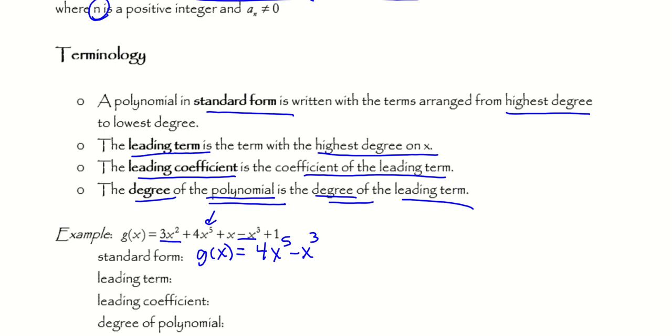Then we're going to work down in power on x, in the exponent on x. So this is plus 3x squared, then plus my single x, that's like x to the 1. And then finally, we're going to end with our constant. Our leading term is the term with the highest power on x, so that's going to be 4x to the fifth. And the leading coefficient is the constant that is being multiplied by that power. The degree of the polynomial is the degree of that highest powered term, so that's going to be 5.